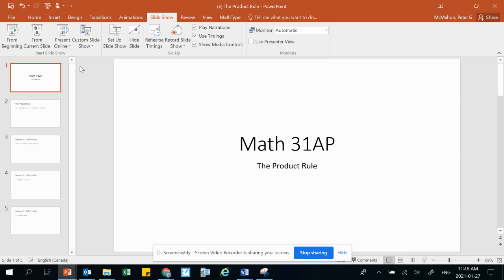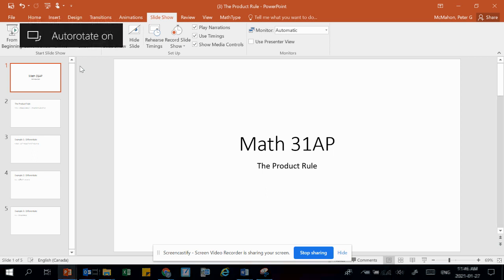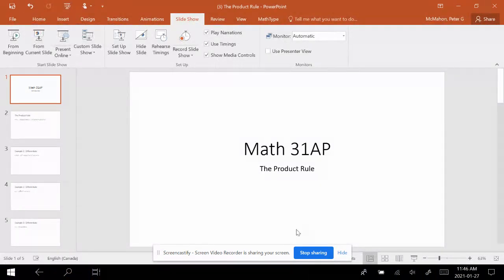I'm going to be teaching you the next lesson in our calculus course, which we call the product rule. Whether this is 31 AP or regular math 31, or whatever calculus course you're doing, it's the same rule all the time. I teach it the exact same way. So, we're going to teach what we call the product rule.